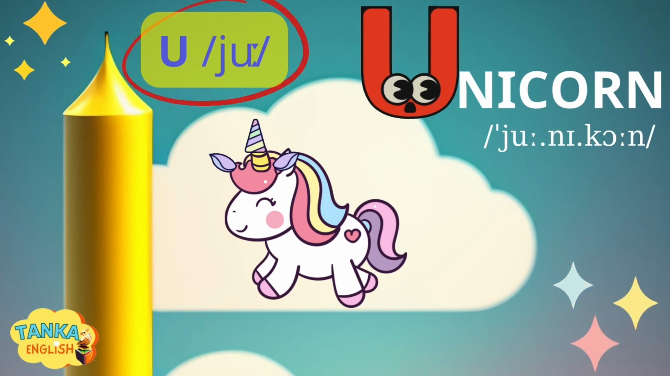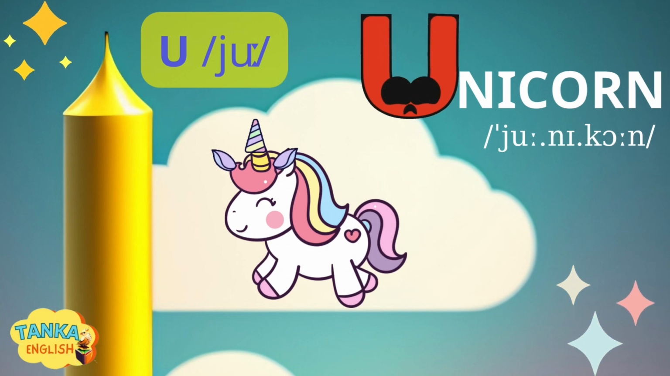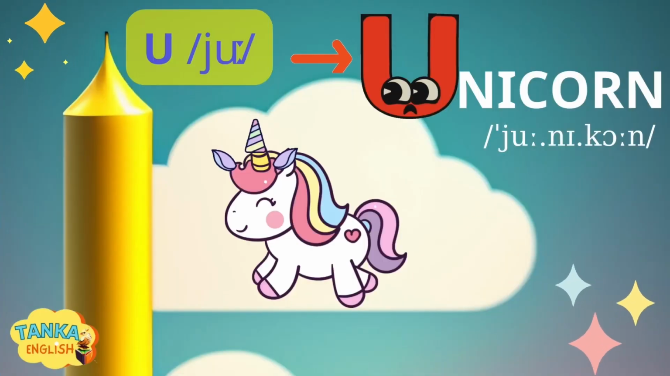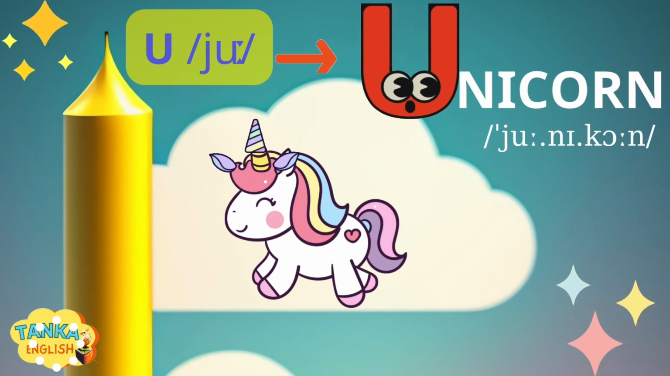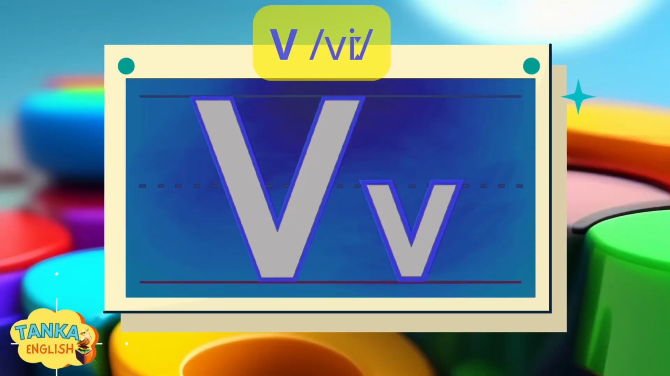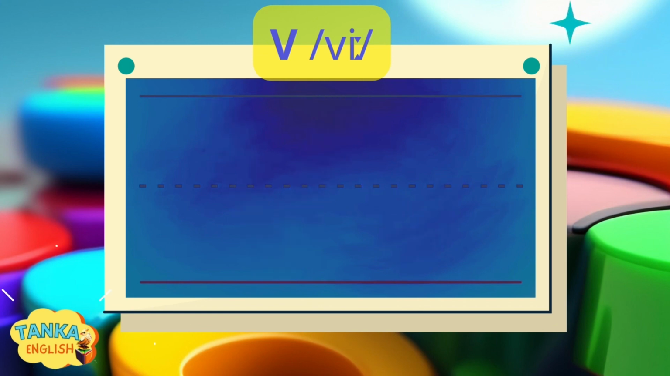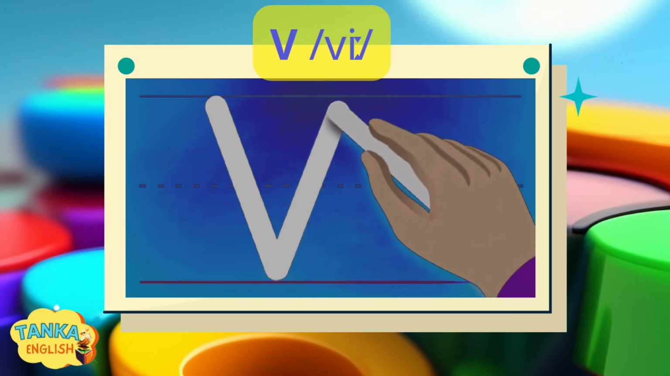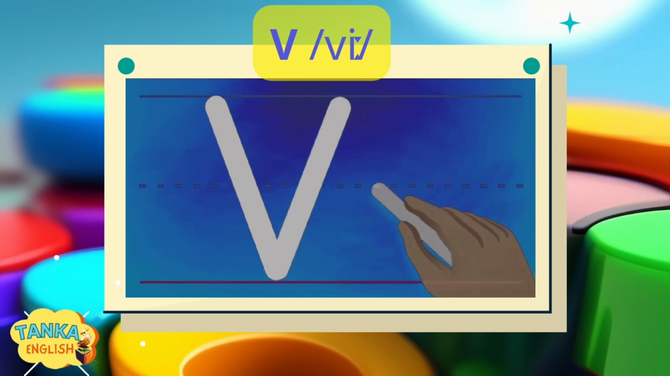U. Unicorn. Next, we are going to learn next letter V. Uppercase V. Lowercase V.